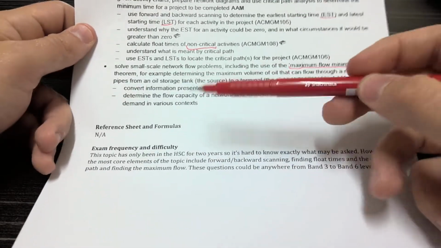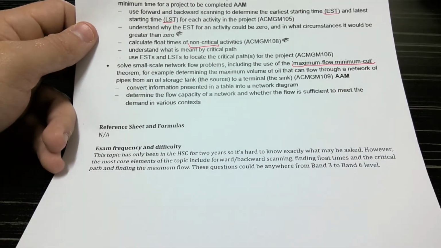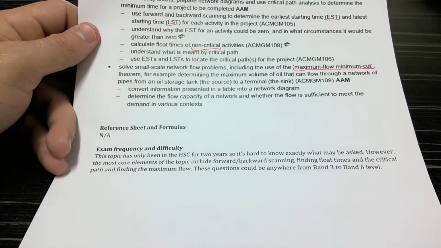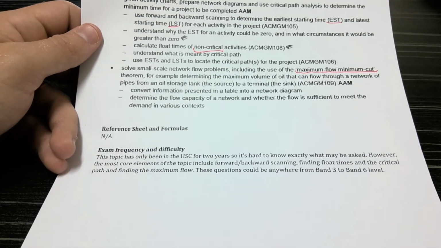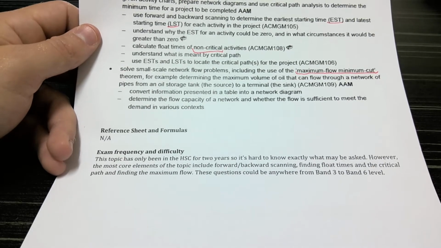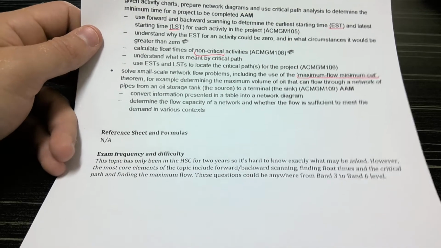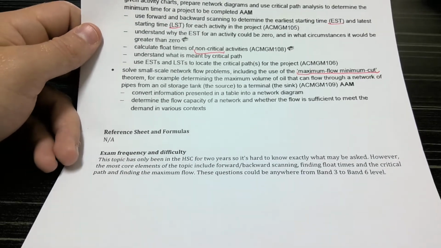So going from here, there's nothing on the reference sheet or formulas really here. The only formula you really need to know is the float time is the latest starting time minus the earliest starting time, which is quite easy to remember. Everything else is really just a process in this topic.